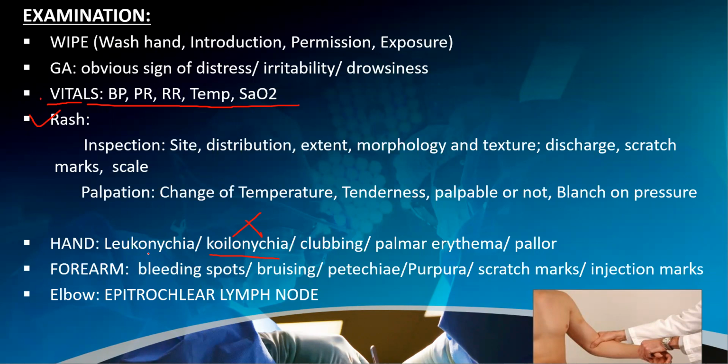Once you are done with that, move into the elbow for a very important examination, which is epitrochleal lymph node. In epitrochleal lymph node exam, what you need to do, you need to hold the patient's hand with one of your hands, or if you are examining the patient's left hand, hold the left hand with your left hand, and then palpate the epitrochleal lymph node with your right hand. Make sure that you put your thumb on the medial aspect of the elbow and the other 4 fingers on the lateral aspect of the elbow.